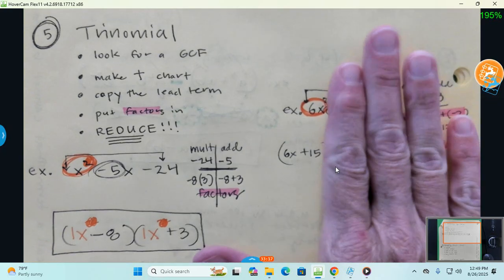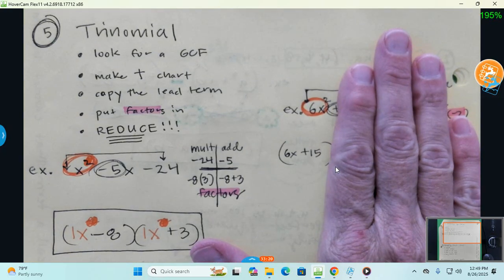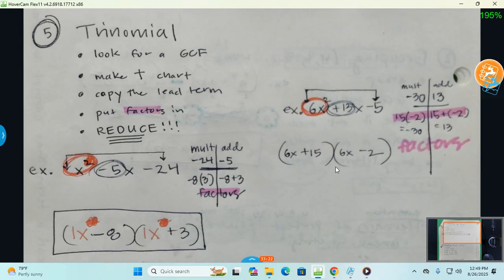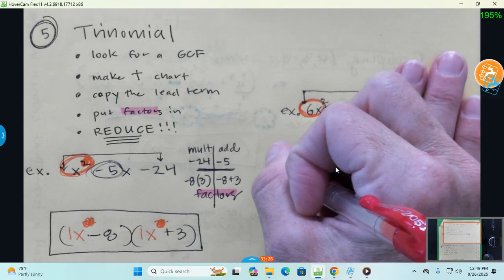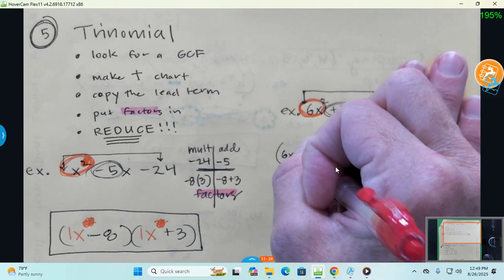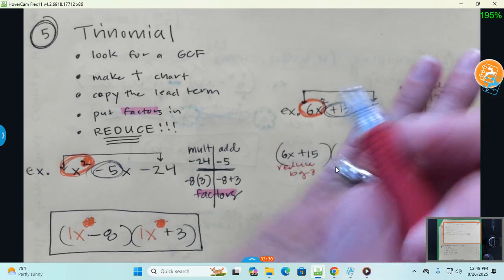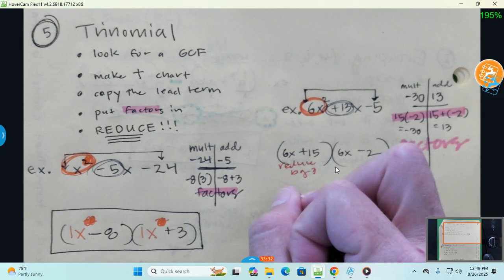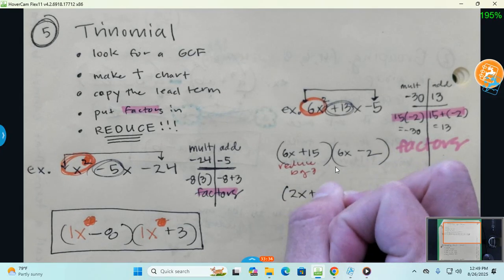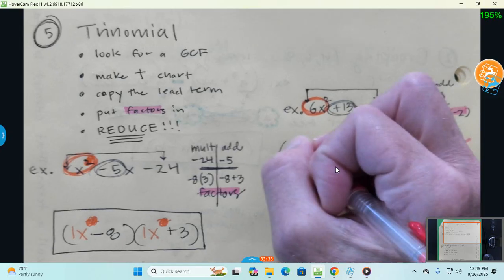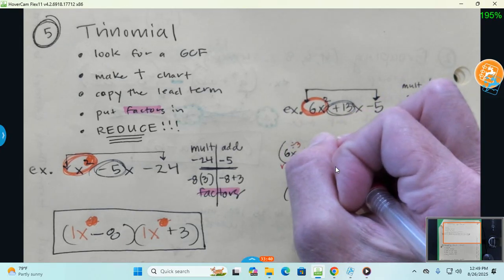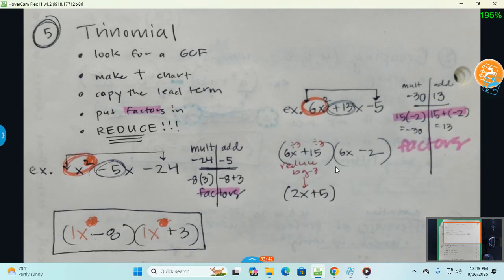So let's look at these individually. Is there anything I can reduce 6x and 15 by? Nathan says 3. I agree with him. So we're going to reduce this by 3. And when I reduce it, that's going to leave me with 2x plus 5. That is correct. After I reduce it by 3, in other words, divide this by 3, divide this by 3, that's going to give me 2x plus 5.